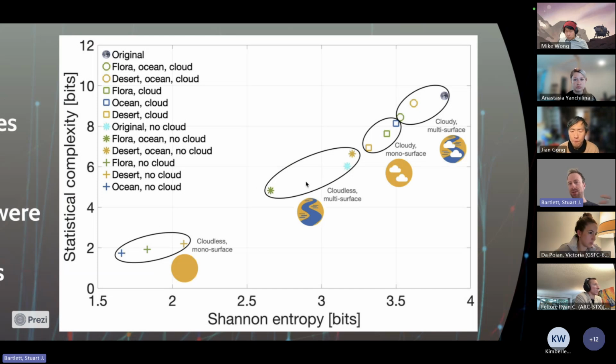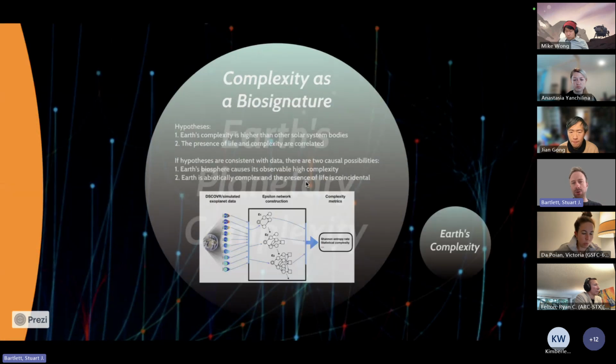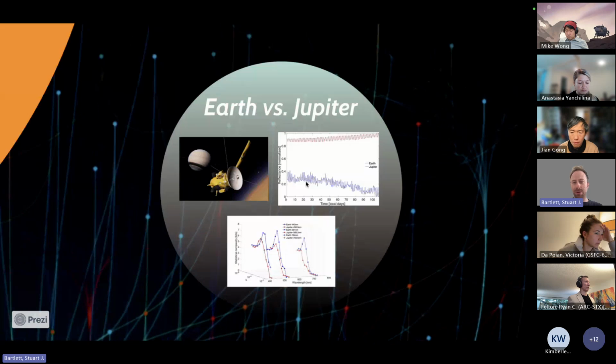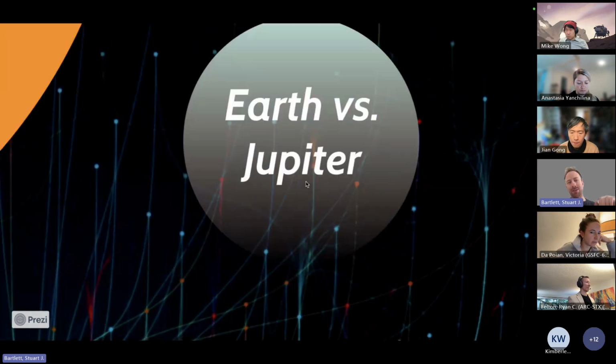So this is something we can measure. This basically offers a new approach to biosignatures where we're using complexity metrics to analyze sequences, and this does not depend on particular chemical assumptions. Yeah, and Jupiter's less complex than Earth, etc.